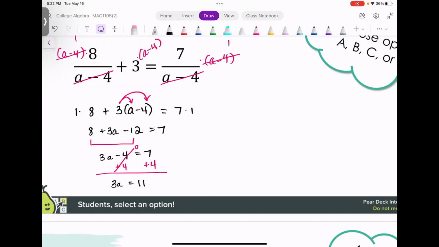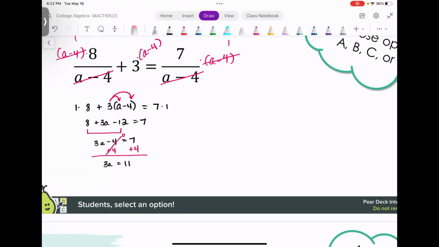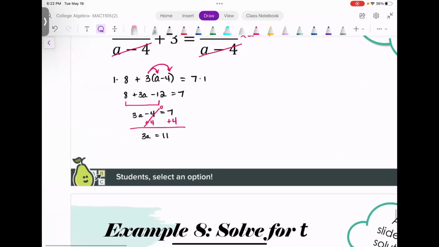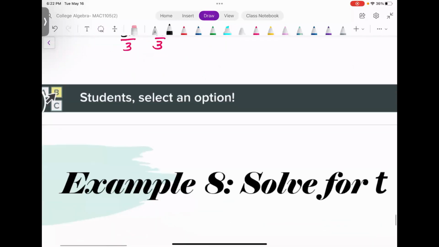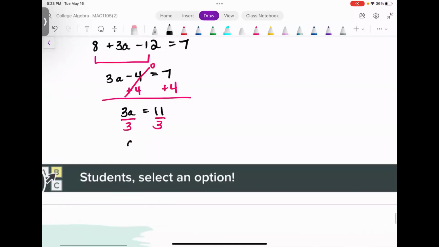And last but not least, I can isolate my A by undoing that multiplication by 3 with division. So 1A is equal to A, and 11 thirds is what's on the other side.